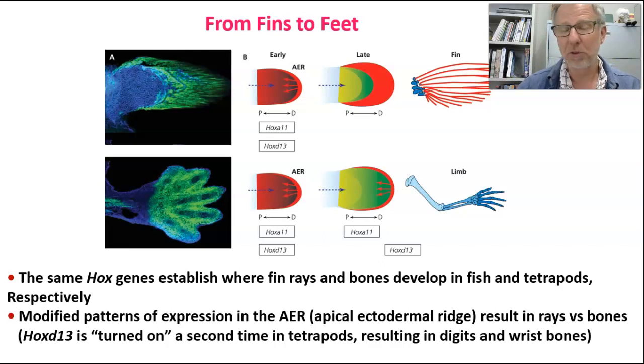So regulation-wise, something happened, a mutation happened to turn that gene back on a second time. And as a result of HOXD13 turning on a second time, that results in the development of wrist bones and digits. So when you have the ending comparison, like in the figure above, of a fin and a limb, the homology of those genes is there, but differences in regulation is what determines the development of a fin versus a foot.